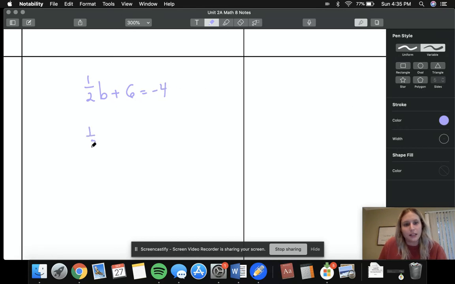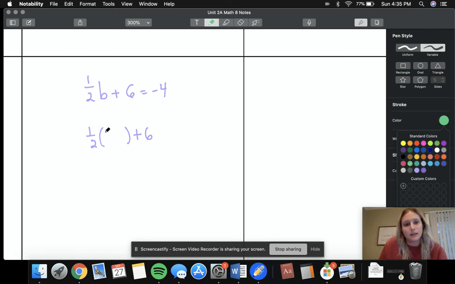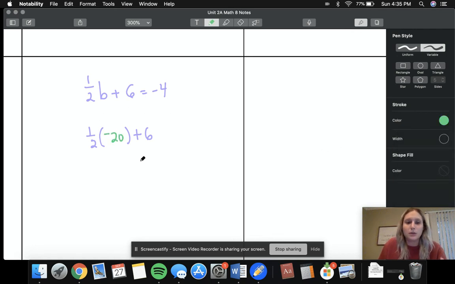So we are checking that negative 20 works. When we plug in negative 20, we should get negative 4. Half of negative 20 is negative 10. Negative 10 plus 6 is negative 4. So we are right.